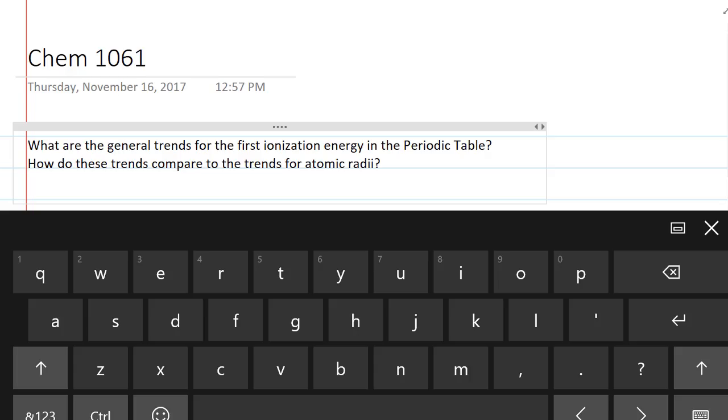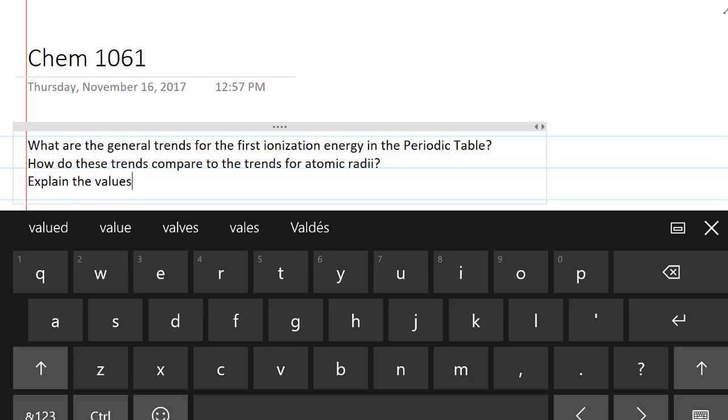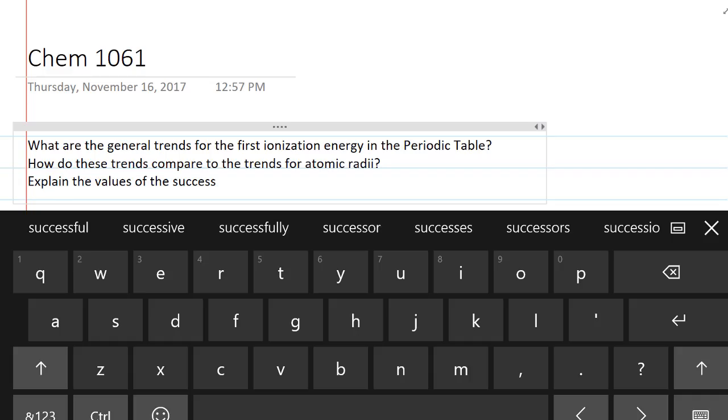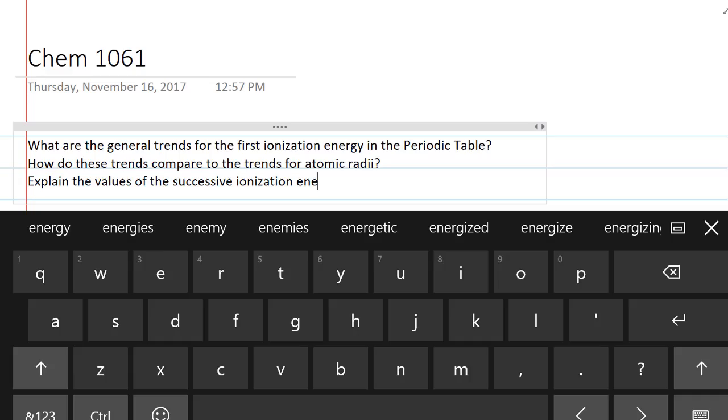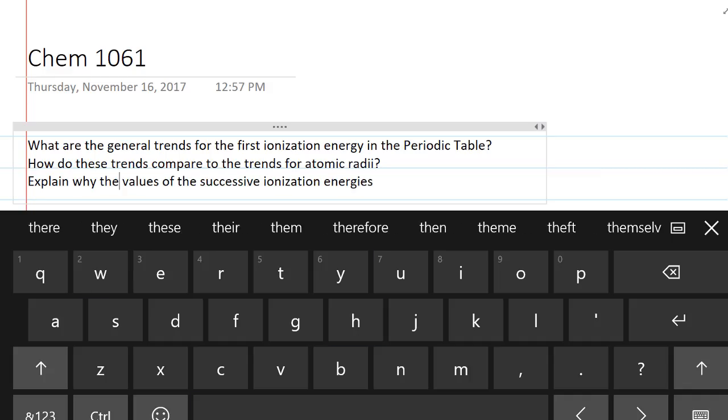Question number 3 would read like this. Explain why the values of the successive ionization energies increase with each electron.